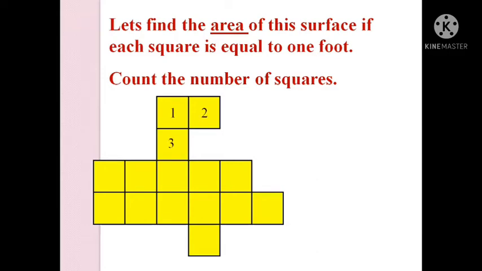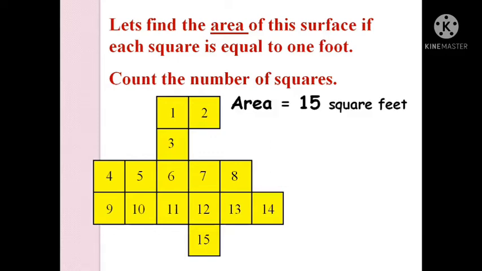1, 2, 3 squares, 4, 5, 6, 7, 8, 9, 10, 11, 12, 13, 14, 15. Yes, there are 15 squares. So the area of this given space is 15 square feet because it is given there 1 foot. Each and every square is 1 foot. Okay, the side of each and every square is 1 foot. So area should be mentioned in terms of square feet.